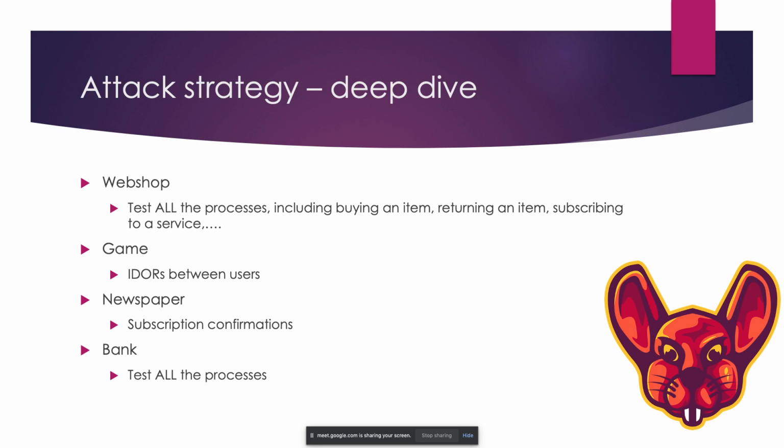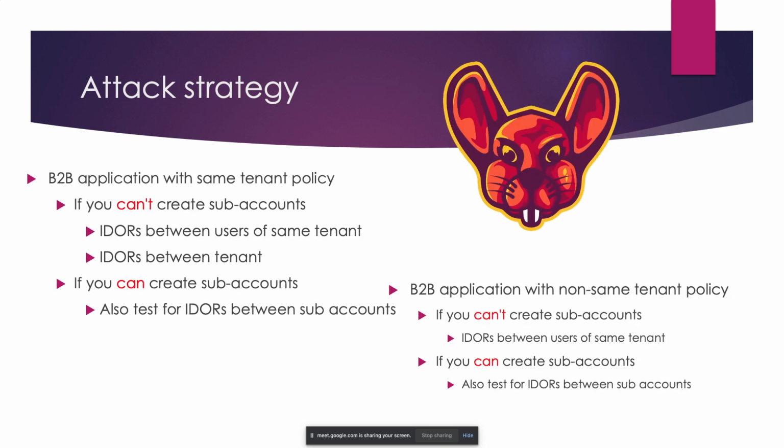In a game, you can have IDORs between different users, of course. Newspapers, that's small. For me, the IDORs, you can have things like addresses and all of the things above, but you can also have like subscription confirmations, but you will have to subscribe to that newspaper to actually find out. As for a bank, test everything. Everything is vulnerable to an IDOR. Not much more information I can give you guys there. Just test all you can test.